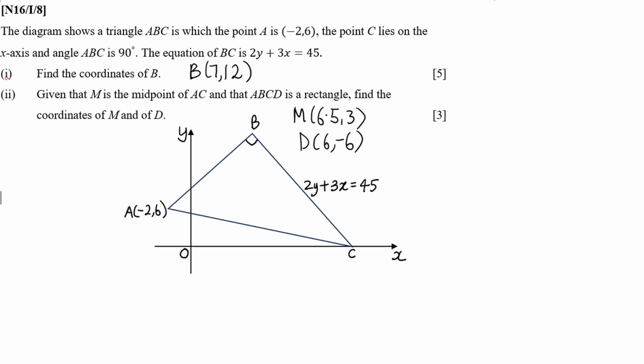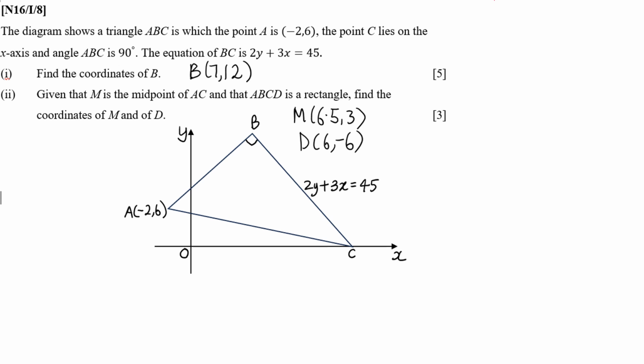So let's look at the question. You're given the triangle ABC, a right angle triangle, where angle ABC is 90 degrees. You're given the equation of the line BC. You're given a point A, which is negative 2, 6, and point C lies on the x-axis. So again, the y coordinate of point C will be 0. You're asked to find the coordinates of point B.